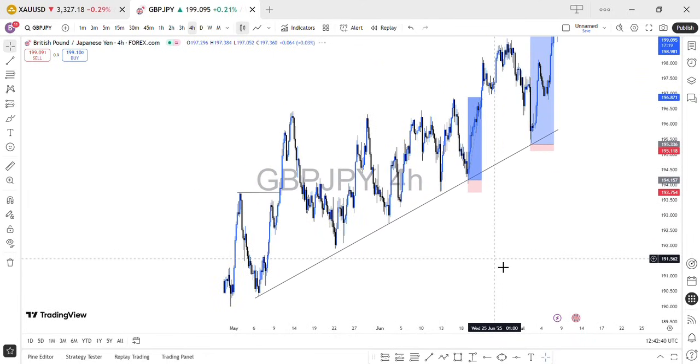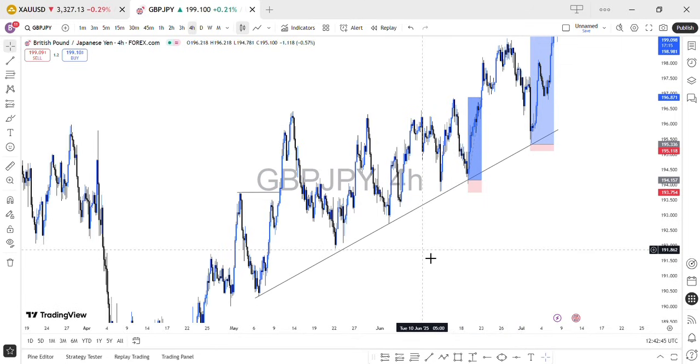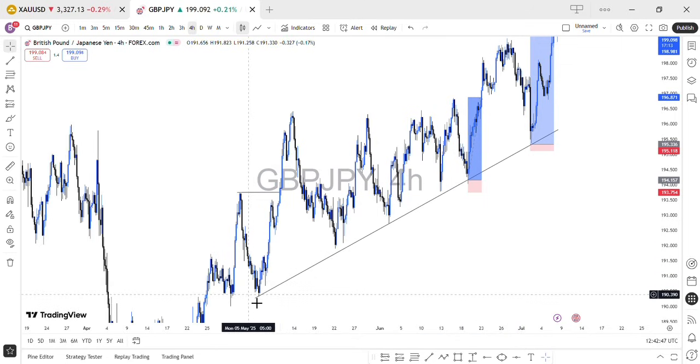So what has price been doing over the days or over some months now? Price has been respecting this trend line. What is it doing? Let me show you over here.